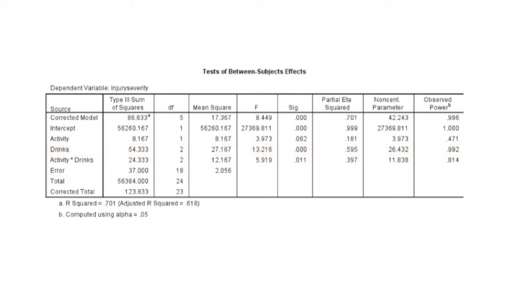And now if you have a look at the activity by drinks row, it indicates that there is a significant interaction effect. So the sig value is below 0.05. Now, each of these findings should be included in your written results section.